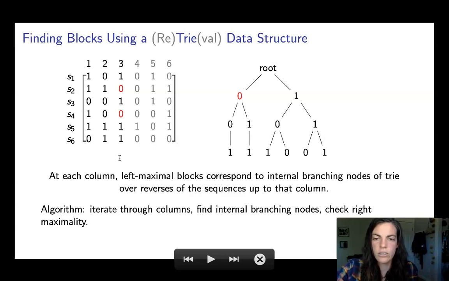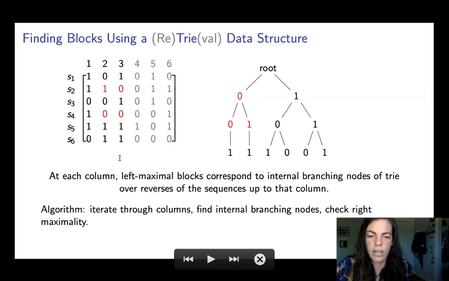Consider sequences 2 and 4. Starting from the third column, they both have value 0. But when we move to the second column, S2 has value 1 and S4 has value 0, which results in a branch in the trie, indicating that the block consisting of sequences 2 and 4, starting at column 3, is left maximal. Of course, we then need to check for right maximality, which would fail for these sequences because they both have 0 in the fourth column.